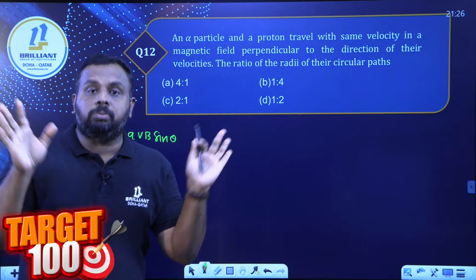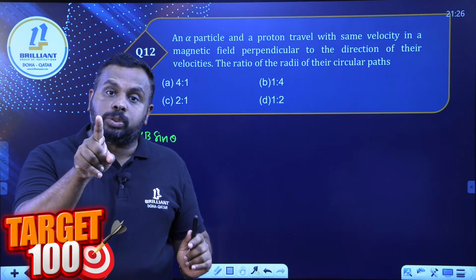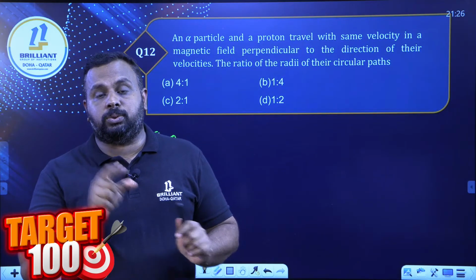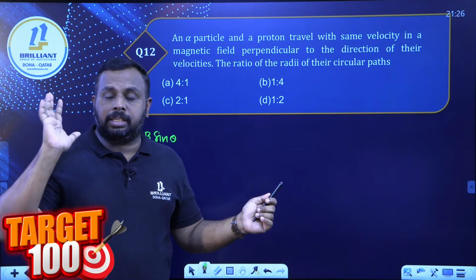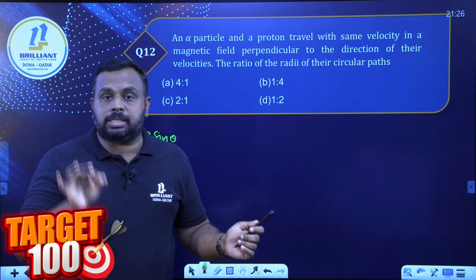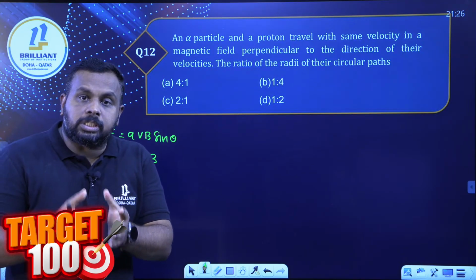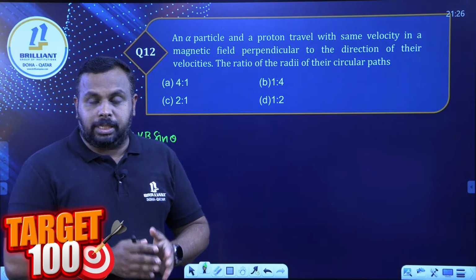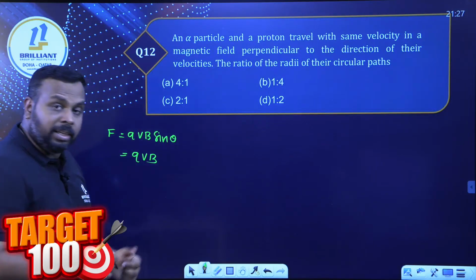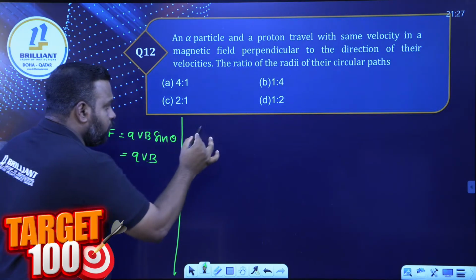For every body to move in a circular path, it needs what? Centripetal force. And who will provide the centripetal force? This Lorentz force only will provide the centripetal force. What is the formula for centripetal force? Basic formula is mv square by r. So we can equate because centripetal force is provided by the Lorentz force only. That is provided by what? Lorentz force.